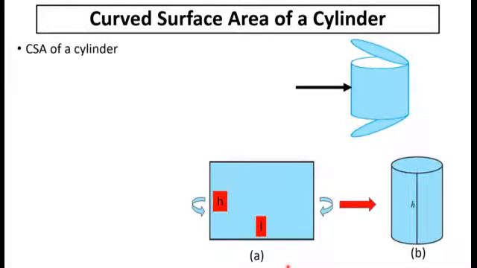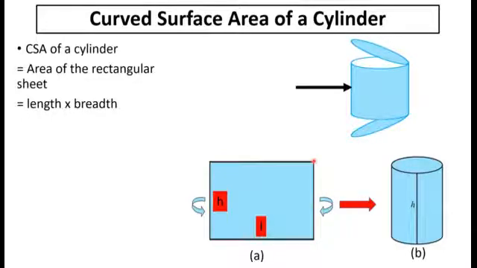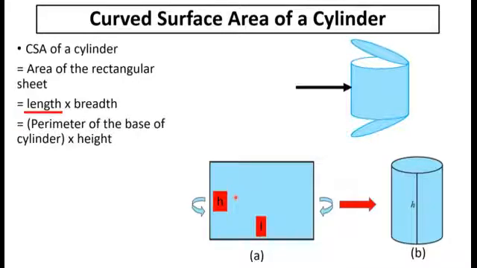We can write CSA of a cylinder, which will be equal to area of this rectangular sheet. But this rectangular sheet is having length L and breadth H, so area of the rectangular sheet will be equal to length into breadth. But we know that length of this rectangular sheet is equal to perimeter of the base.